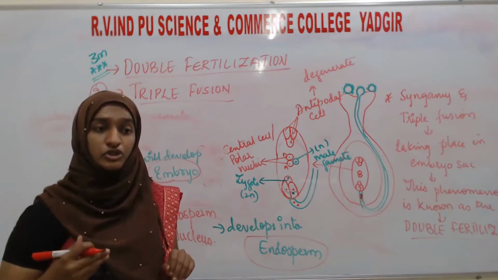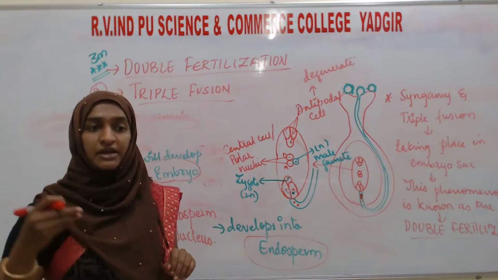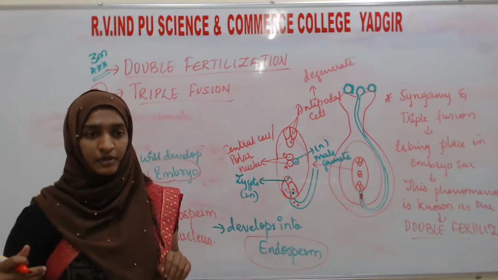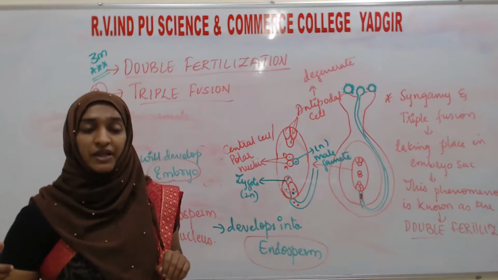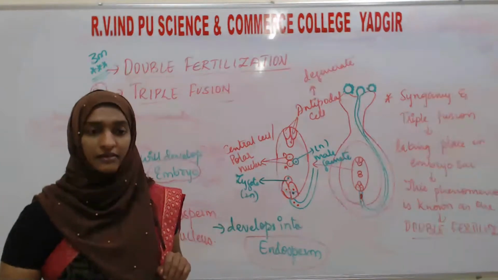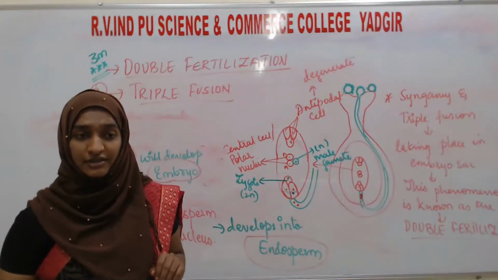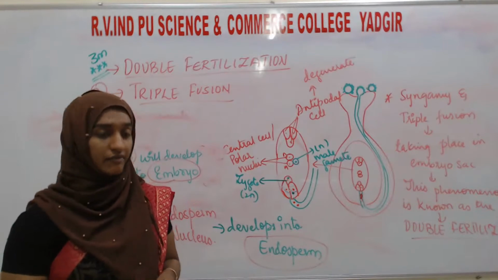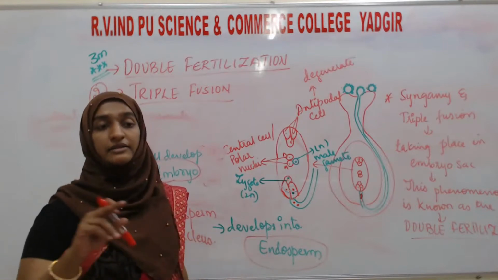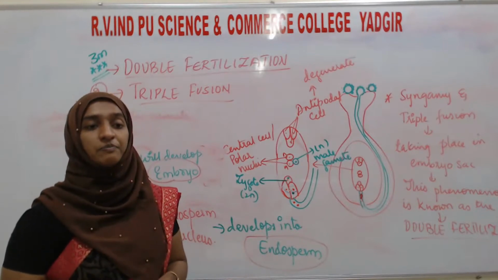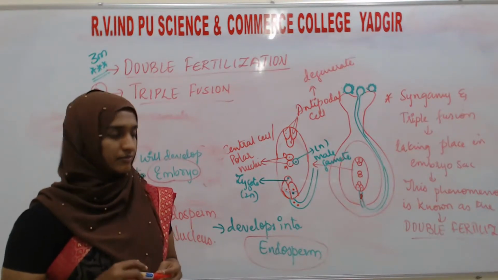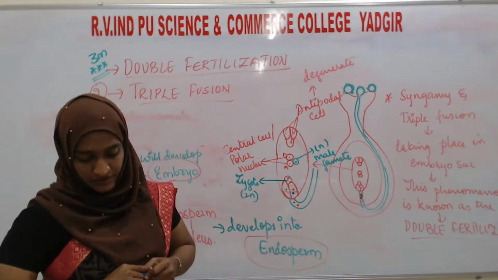Then the fusion of one male gamete with polar nuclei forms a triploid cell, that is the primary endosperm nucleus, which further develops into the endosperm, and this process is known as the triple fusion. So this is about double fertilization.